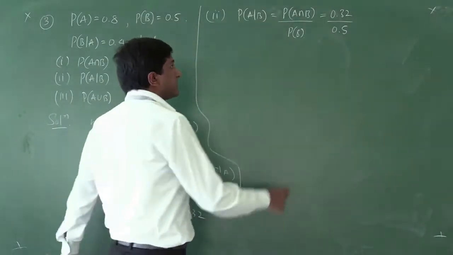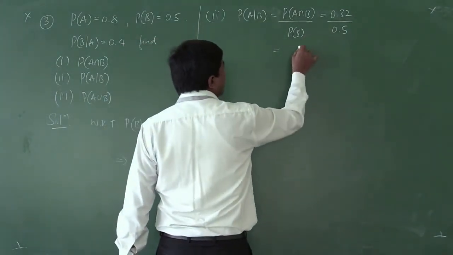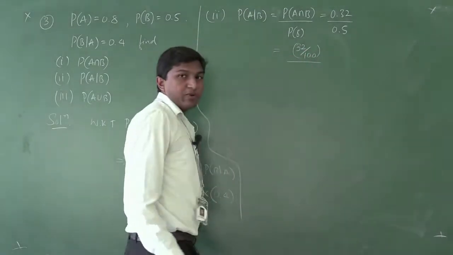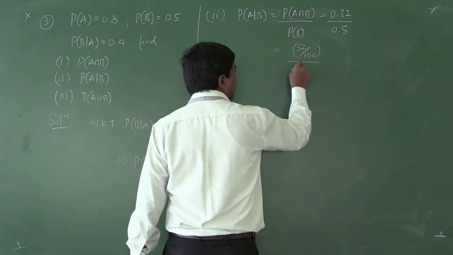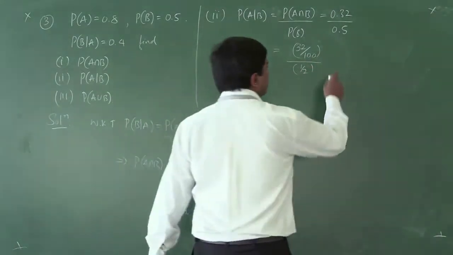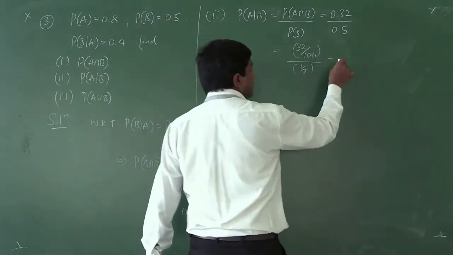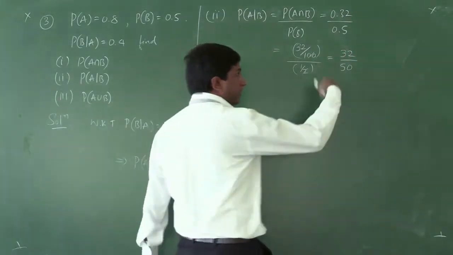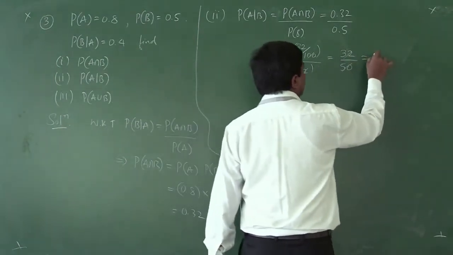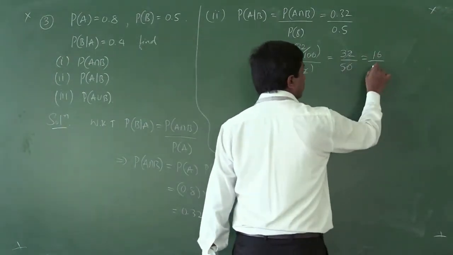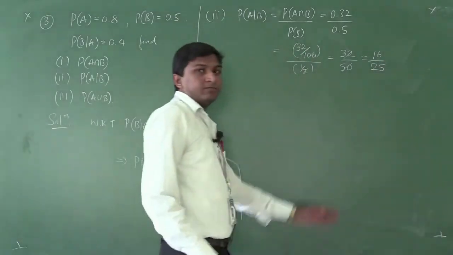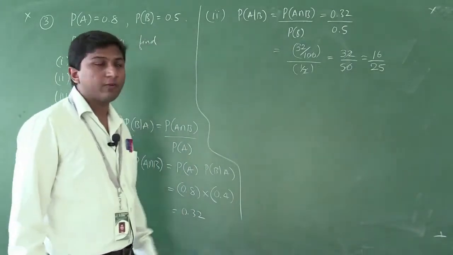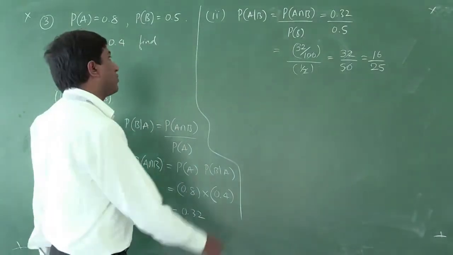Again, 0.32 in terms of fractions is 32 by 100, divided by 0.5. In fractions, it is 1 by 2. 2 1s are 2, 50 is 100. So this becomes 32 by 50. Again, on further simplification, 2 16s are 32, 2 25s are 50. So 16 by 25 is the value of P of A bar B. Okay.